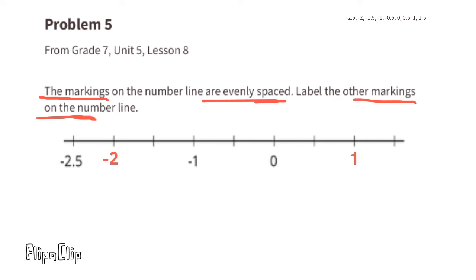The dashes between the whole numbers are evenly spaced, so those dashes would represent half units. For example, 1 dash to the right of 0 would be 0.5, and 1 dash to the left of 0 would be negative 0.5.